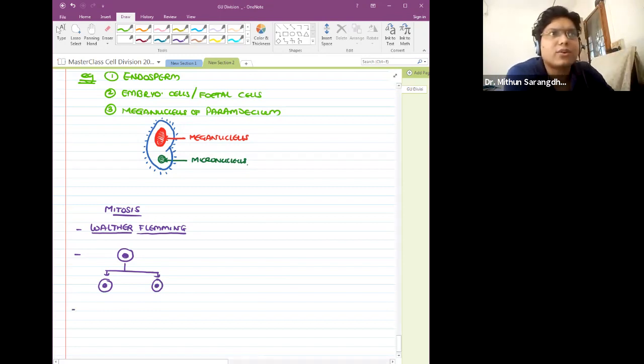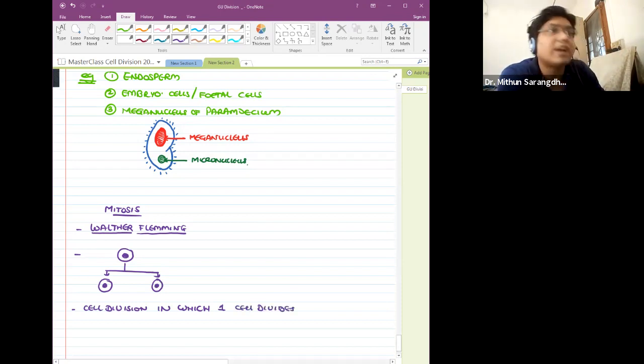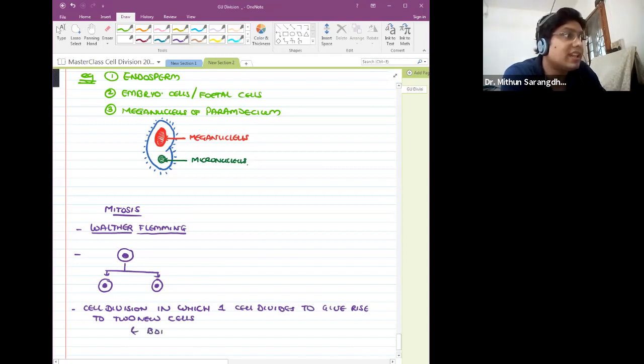So if I have to define mitosis, what is mitosis? Mitosis is the type of cell division in which one cell divides to give rise to two new cells. And both the cells receive a complete complement of the DNA. This is very important. Both the cells receive a complete complement of the DNA.